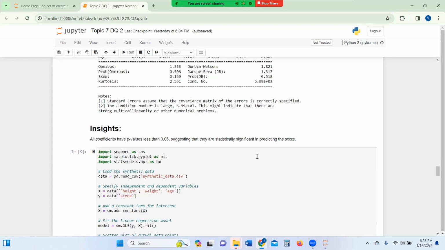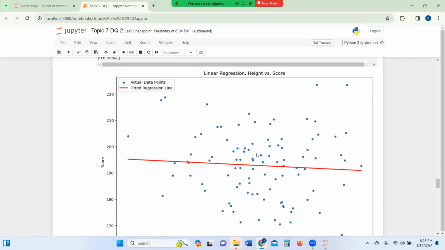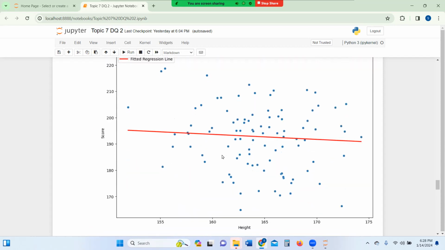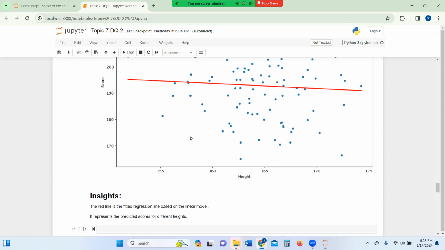The visual here, this is the code for the visuals. The visual here shows this red line as the fitted regression line based on the linear model. It represents the predicted scores for different heights against scores here.